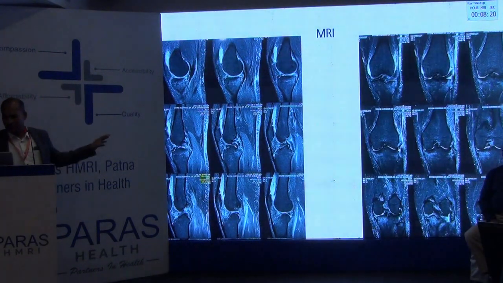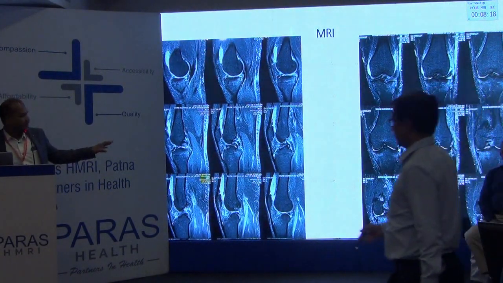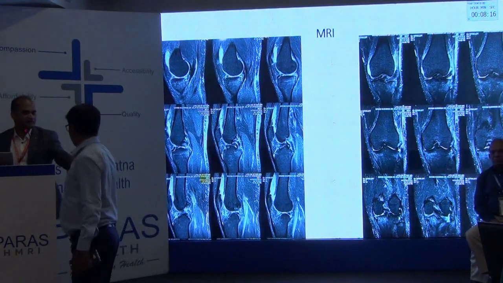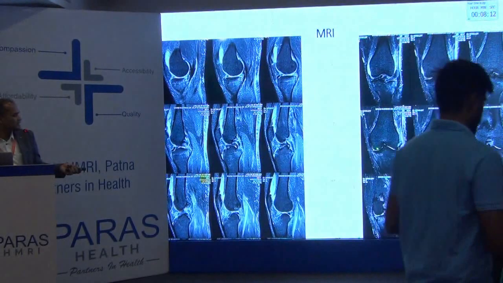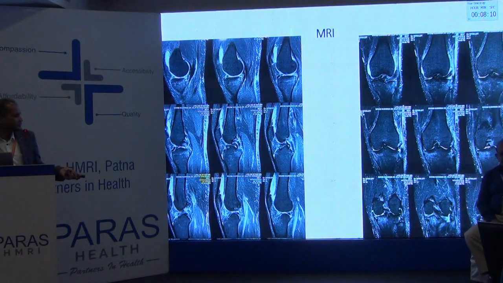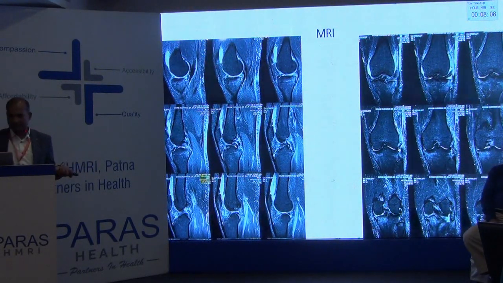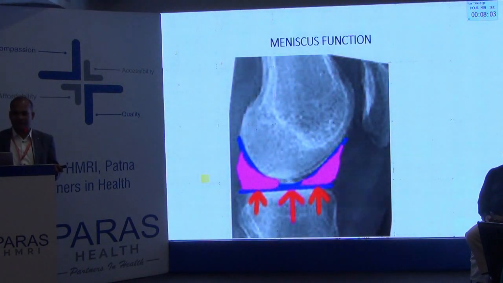And this is the coronal section of the MRI. Again, on the medial side, you can see it's completely vacant. So the diagnosis is confirmed. This is a bucket handle tear of the medial meniscus. And we are discussing the meniscus.